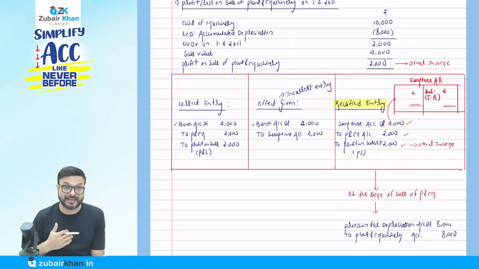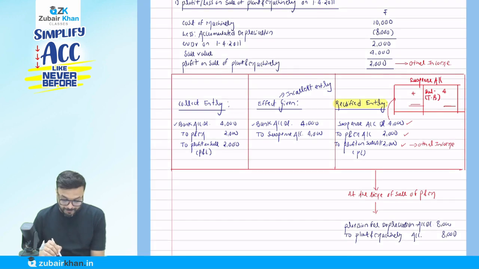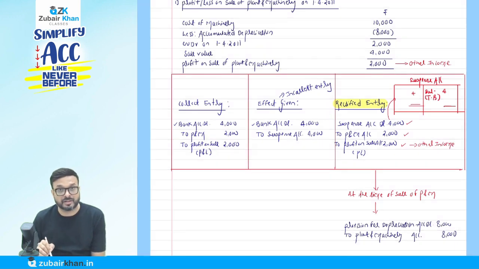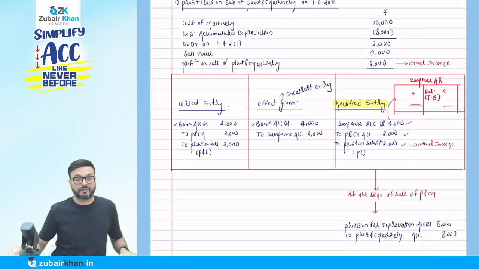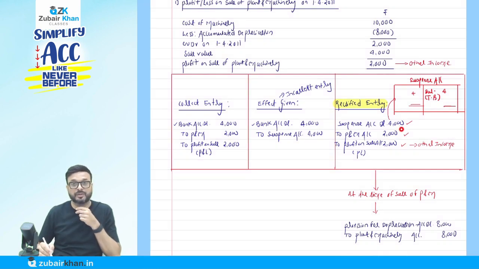Now we have to do the rectifying entry to correct the error that they have made. Bank should be debited and they have debited the bank, so no problem. Plant and machinery they had to credit, but they have not credited, so we are going to credit plant and machinery. The profit on sale should be credited, but they have not credited it, so we will credit it. And the suspense account they credited should be cancelled, so we will debit the suspense account. You got the point here.